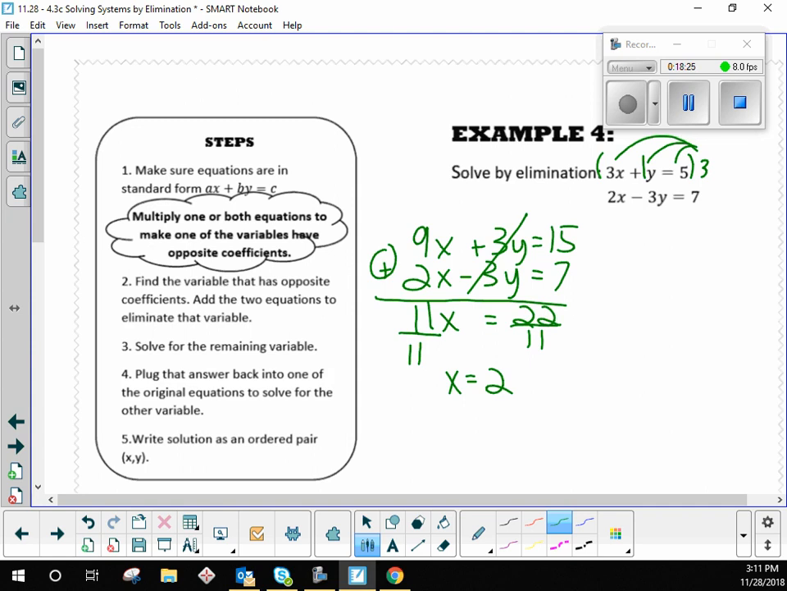X equals 2. So then I take that 2 and I plug it back into one of the equations. Which one do you want? First or second? First? Oh, too slow. So first I'm going to take x equals 2 up there. 3 times 2 plus y equals 5. Math, math, math. Go, go, go. Solve, solve, solve. Y equals negative 1.